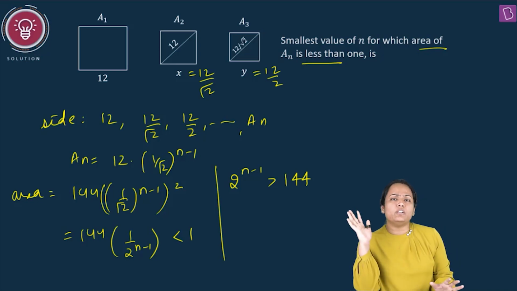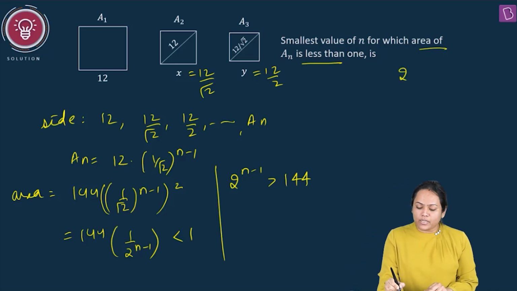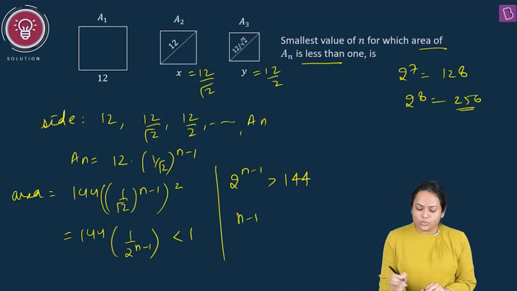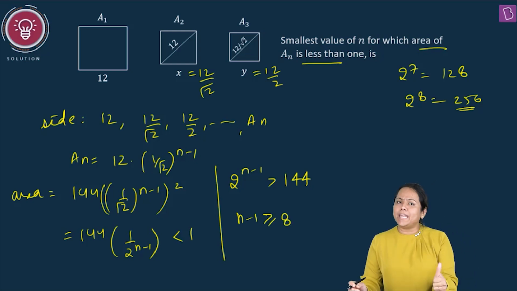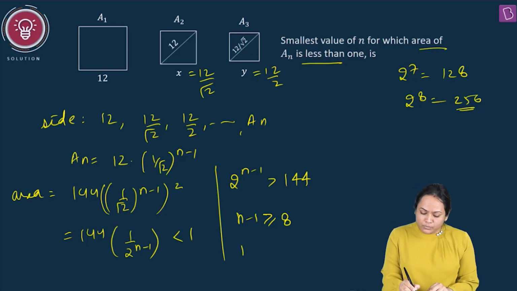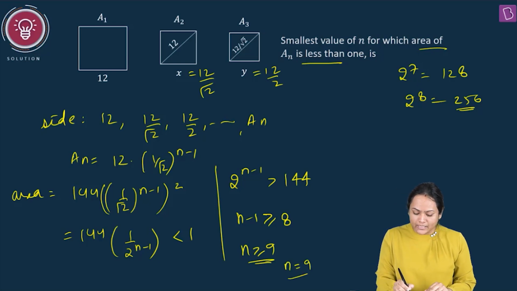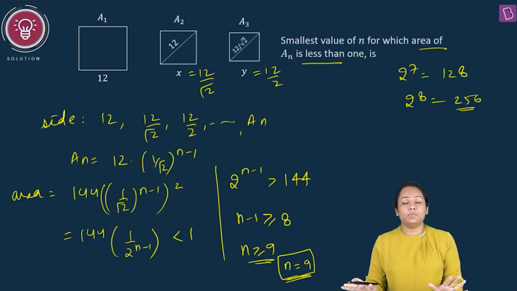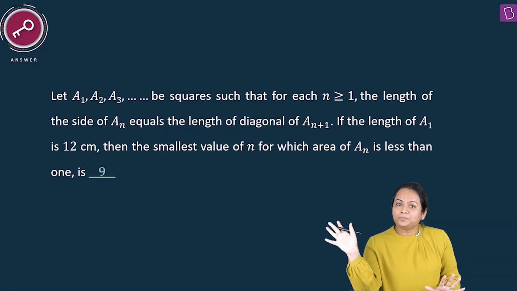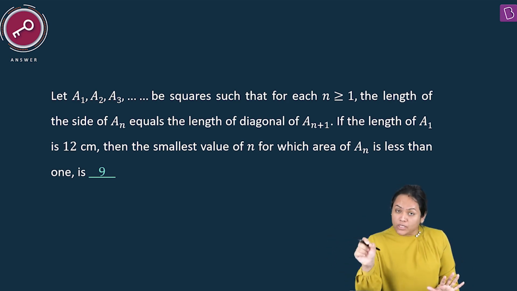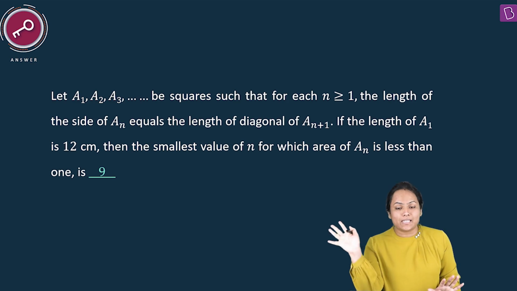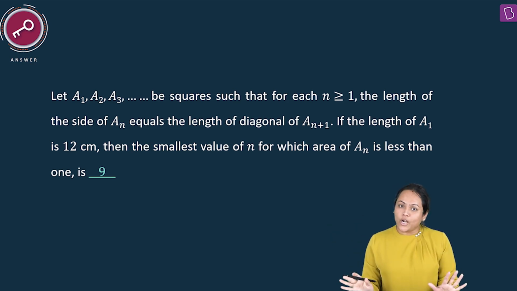And what is the smallest value of n possible? Well, we know that 2 raised to 7 is nothing but 128 and 2 raised to 8 is equal to 256. That means my n minus 1 value has to be greater than or equal to 8. It can be 8, 9, 10, 11 and so on. So my smallest n, which is asked in the question, will be equal to 9. This will be the smallest value of n possible for this question. Have you understood? This was the question from GP of the chapter sequence and series, and the answer came out to be 9. Got it?